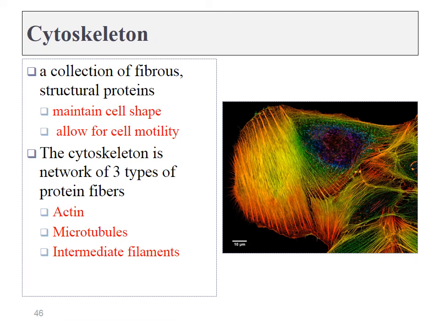Next up, the cytoskeleton is not really an organelle, but a network of proteins inside of the cytoplasm. There are three major types of cytoskeletal fibers: actin, microtubules, and the intermediate filaments. These fibers give the cells their shape and allow them to change their shape, for instance, when they move.